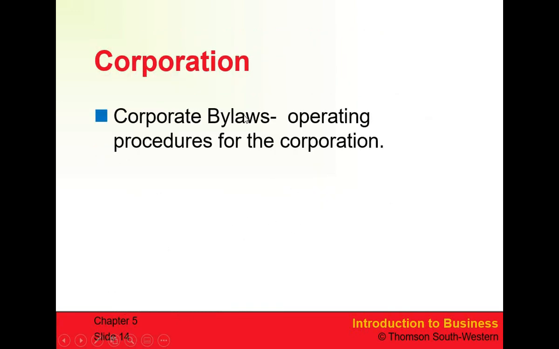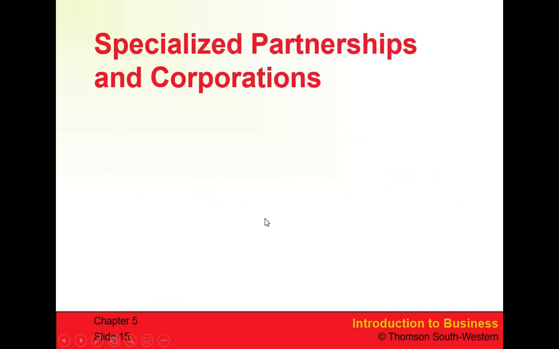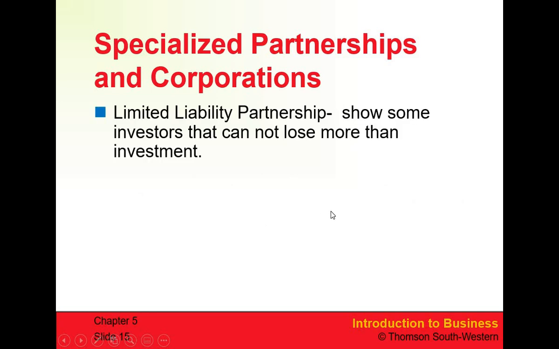A corporation usually has corporate bylaws, operating procedures for the corporation. They're going to have a board of directors which guide them in decisions. Could be workers, could be people outside of the workforce. In schools, you'll see a board of education, which is people that are not employed by the school that help the school make decisions. Some specialized partnerships and corporations.